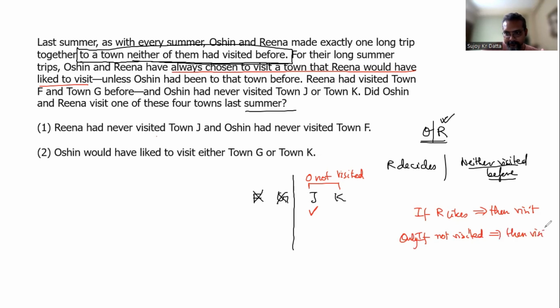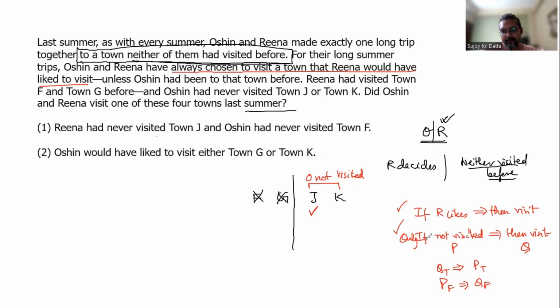then visit. Okay. So based on the conditional statements we had discussed: if R likes, then they will visit. Only if this was not visited, then they will visit. This means they will visit only if they had not visited. It does not mean that J was not visited, therefore they have decided to go to J. We can't say that. For "only if", remember, the condition was: only if P then Q means if Q is true, then P is true. And if P is false, then Q is false.